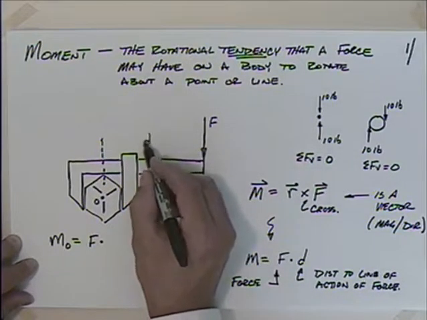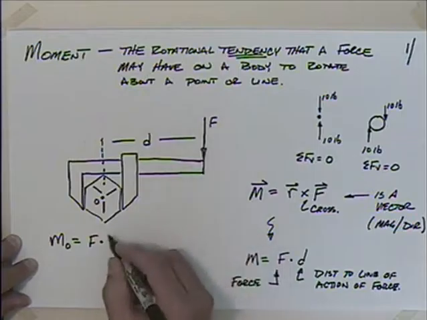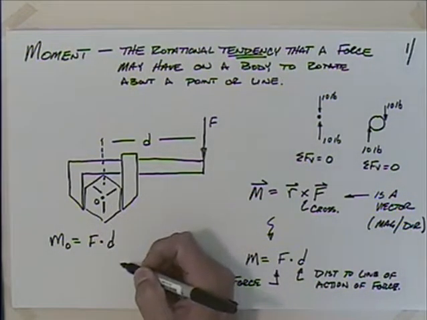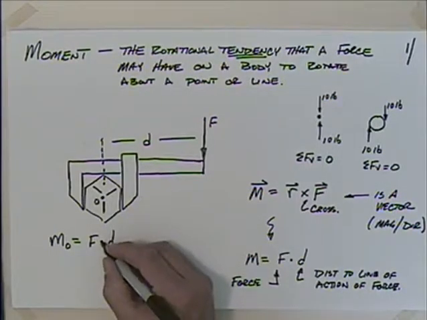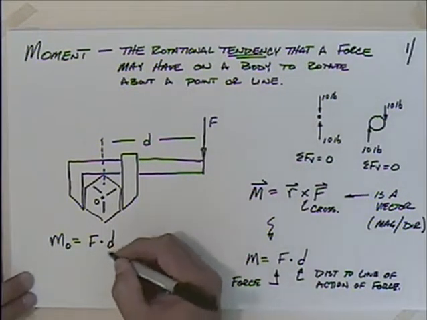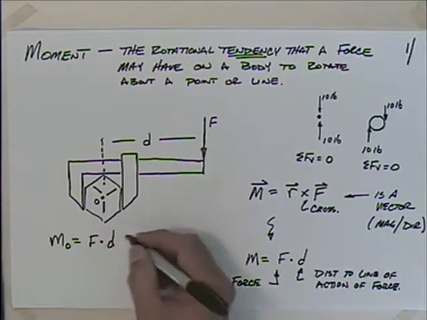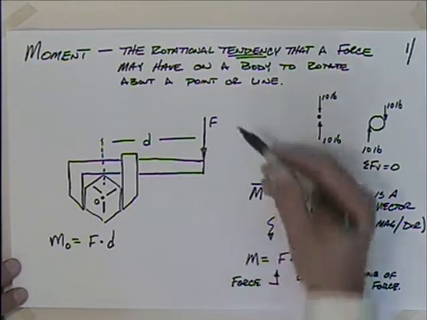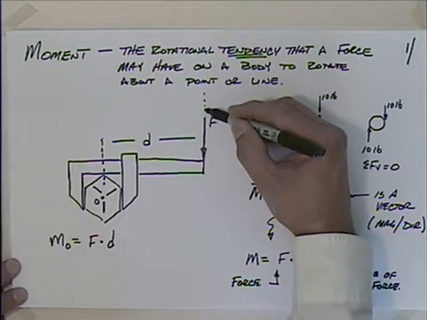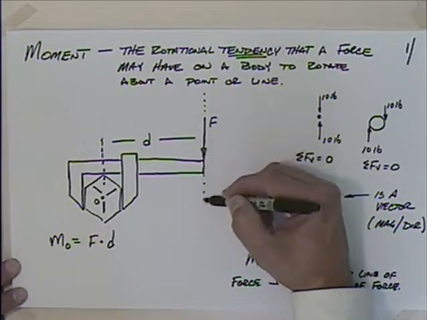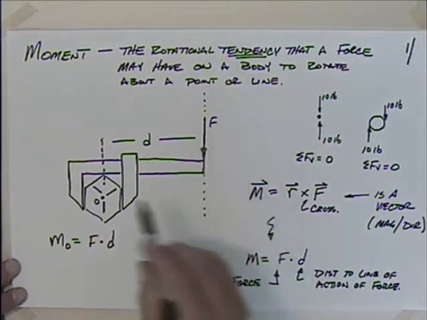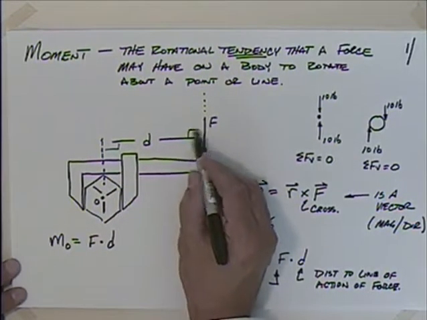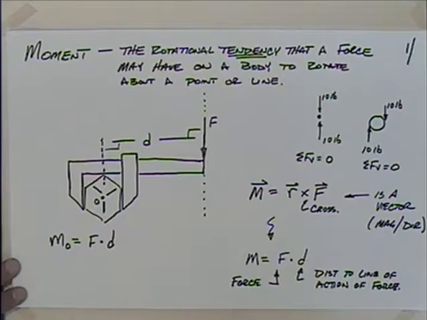A distance, we will call this distance D. Okay, and I usually try not to put this symbol in here. I don't want to confuse it with the dot product, but I'll keep that as a dot multiplying. That is force times distance. So that's the force that we have, and this force has a line of action here. We multiply that force times the perpendicular distance to the line of action of the force.